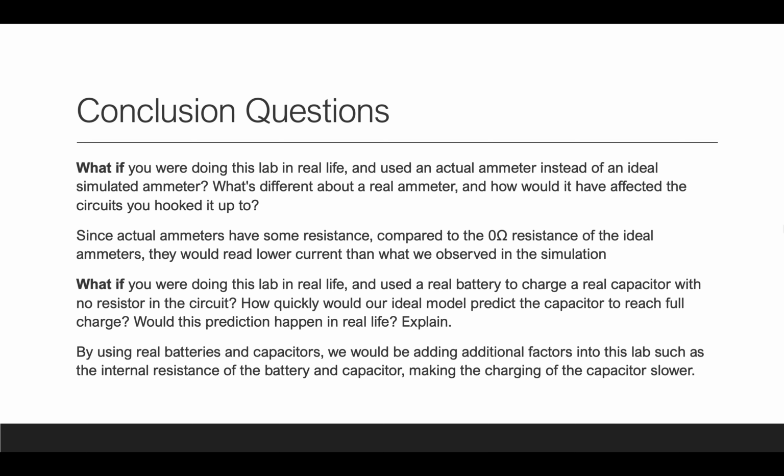To end, if I used a real ammeter, since actual ammeters have some resistance compared to the 0 ohm resistance of my ideal ammeters, they would read lower current than what I observed in the simulation. If we use real batteries and capacitors, we would be adding additional factors into this lab, such as the internal resistance of the battery and capacitor, making the charging of the capacitor slower.